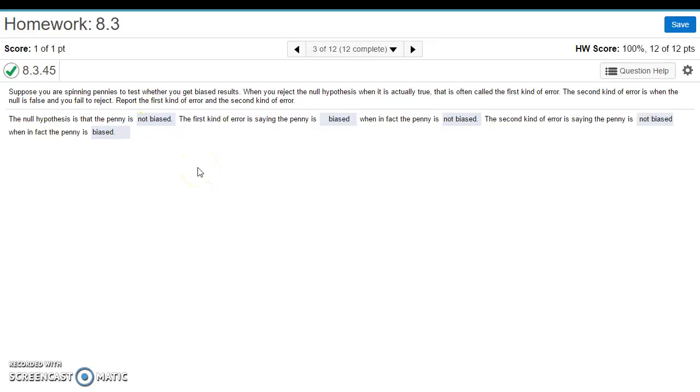So we commit the first kind of error in saying that the penny is biased, which means that we've rejected the null hypothesis, when in fact the penny is not biased. So we've committed this first type of error. The second kind of error is saying that the penny is not biased, which means that that's the null hypothesis, but in fact the penny is biased. So we should have rejected the null hypothesis, so we committed the second type of error.